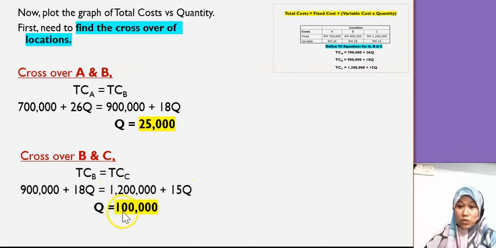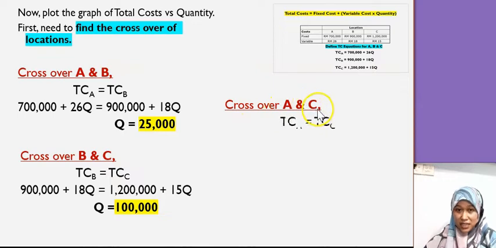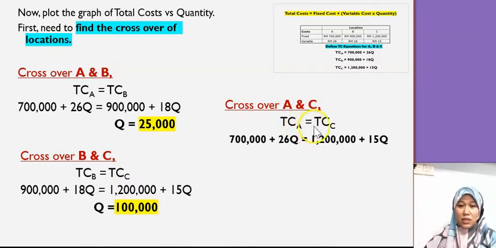You get 100,000. And then you have to solve AB done, BC done, AC not yet. So you need to solve for A and C. Okay, so you do TCA equals TCC. And then put the equation and solve for Q. You get 45,055. Okay, you have got 3 values of Q.